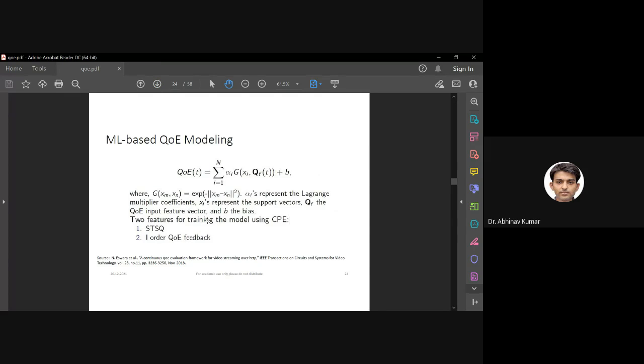So I'll not go too much into the details in interest of time, but if any one of you is interested, I'll be happy to discuss maybe offline or maybe towards the later part of the presentation. So this is just one of the ways to capture the QoE for this particular model, where the two key features we use for training the model are STSQ and the first order QoE feedback, right?